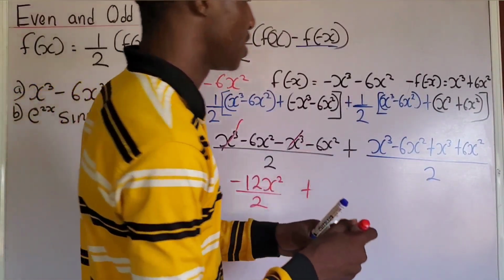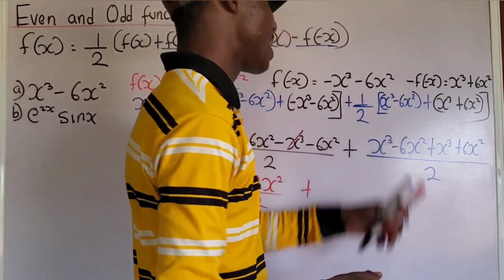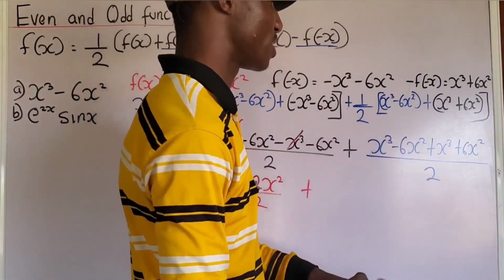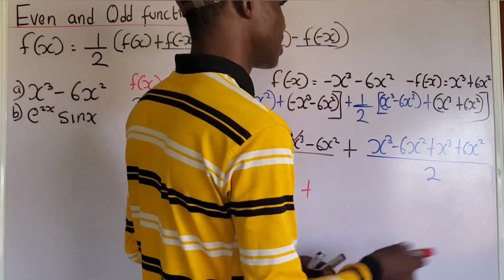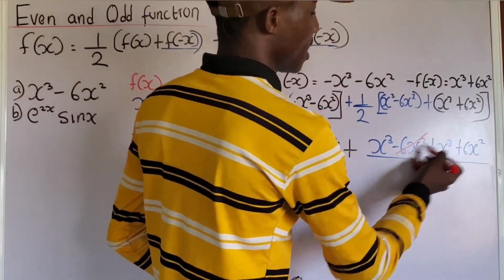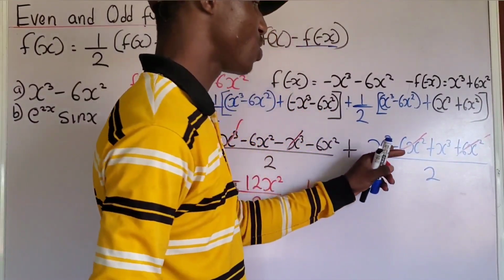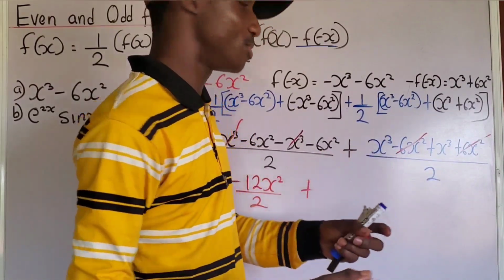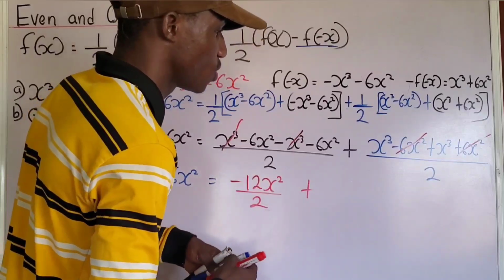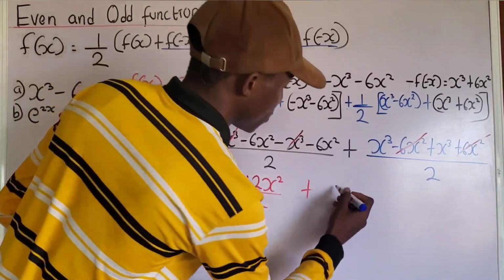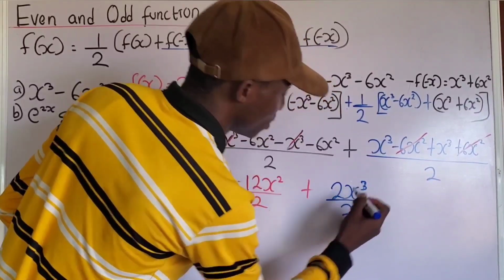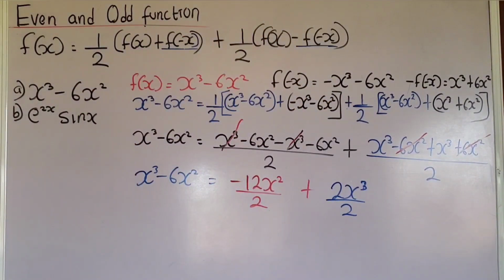Now for the other side of the fraction, we have x cubed minus 6x squared plus x cubed plus 6x squared. Now from this point, this negative 6x squared can eliminate this. So we are left with what? x cubed plus x cubed, which is 2x cubed. So I'm going to have plus 2x cubed all over 2. Do you understand? If you get to this point, then you are done. You are almost done with the solution.